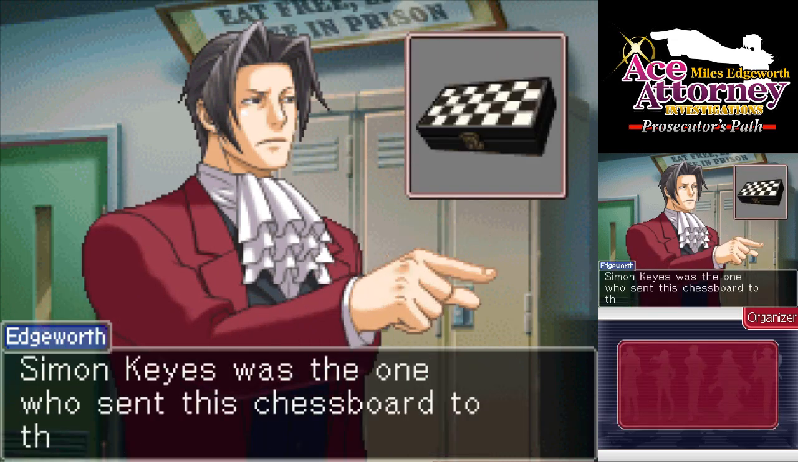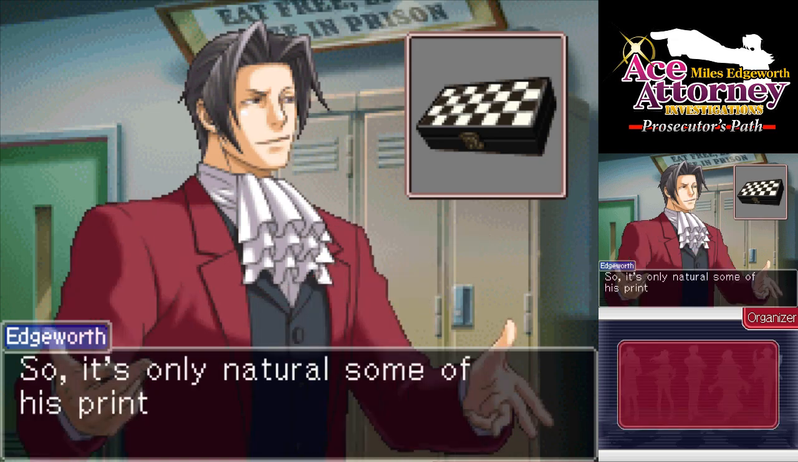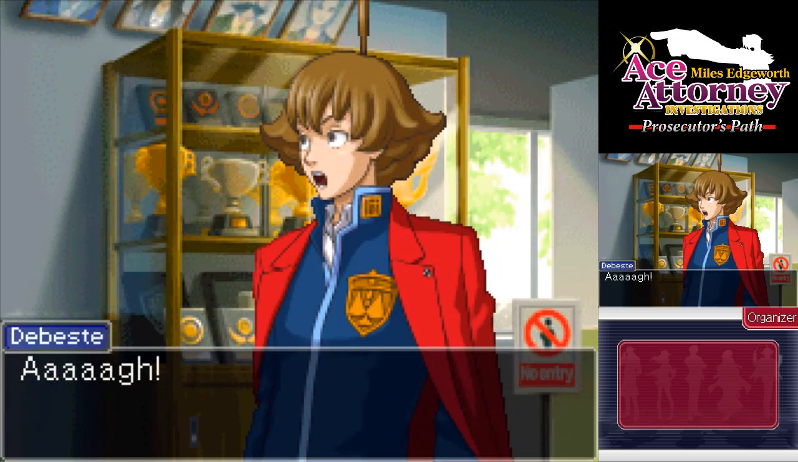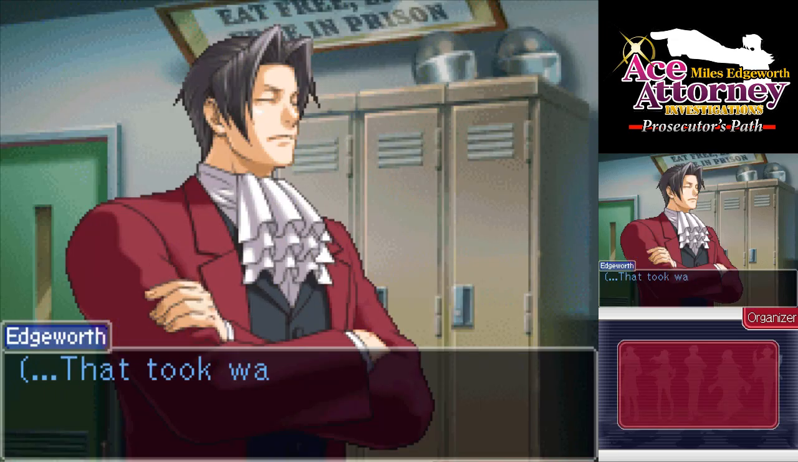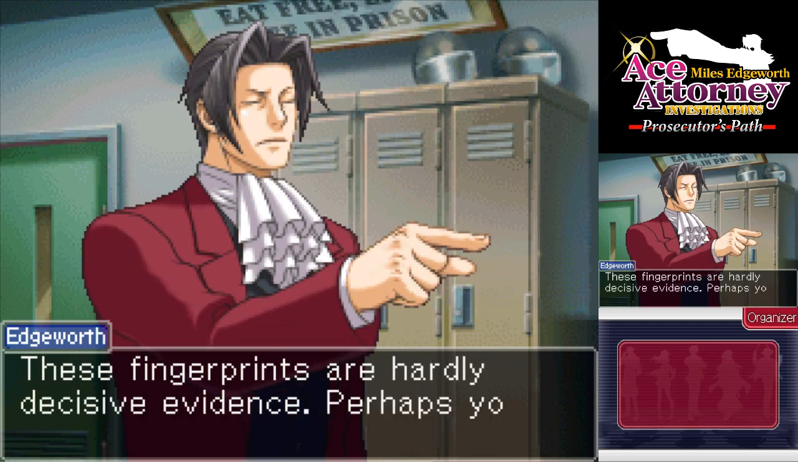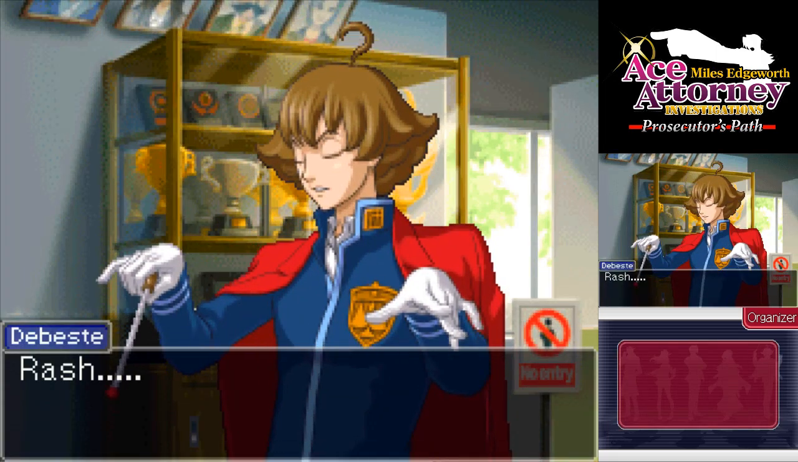Simon Keyes was the one who sent this chessboard to the victim in the first place, so it's only natural some of his prints would be left on it. Ugh! That took way too long. These fingerprints are hardly decisive evidence. Perhaps your arrest was a little too rash?